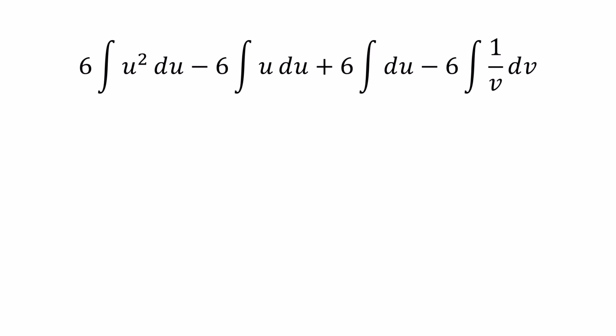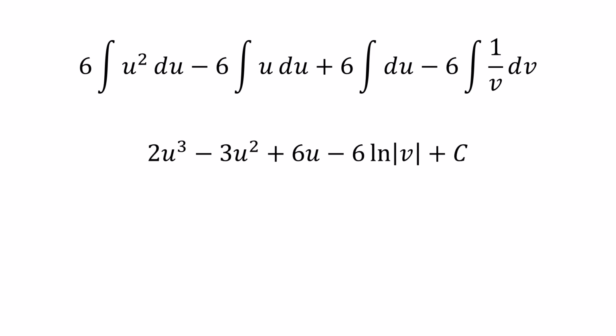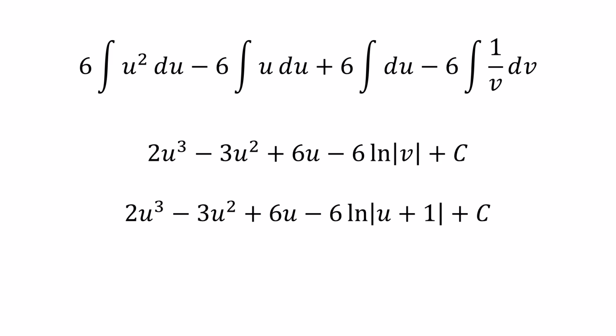Integrating then gives 2u cubed minus 3u squared plus 6u minus 6 ln absolute value of v plus c. Back substituting for v then gives 2u cubed minus 3u squared plus 6u minus 6 ln absolute value of u plus 1 plus c.